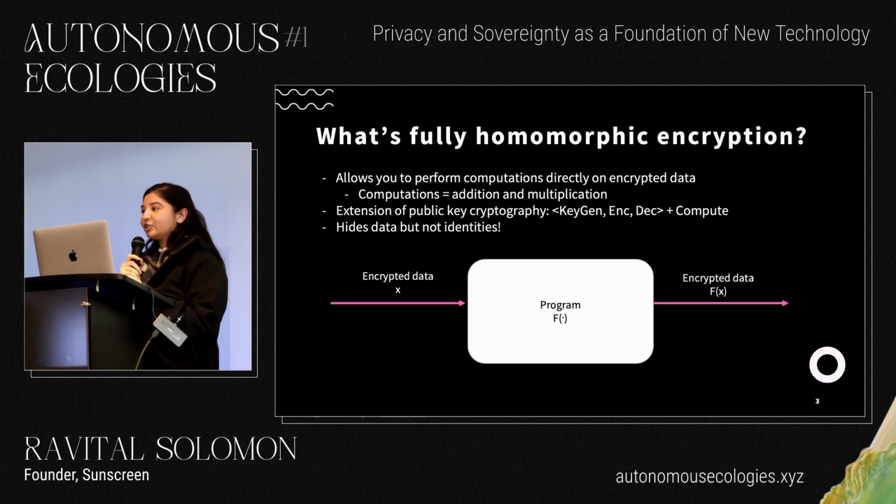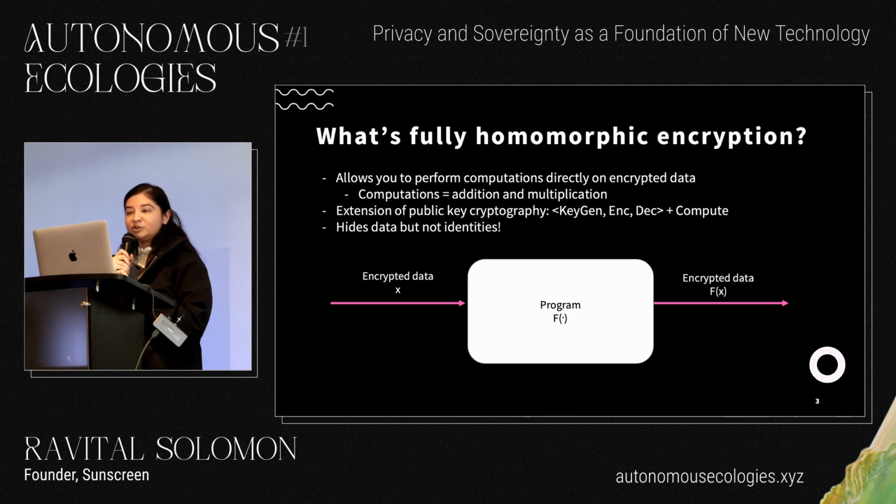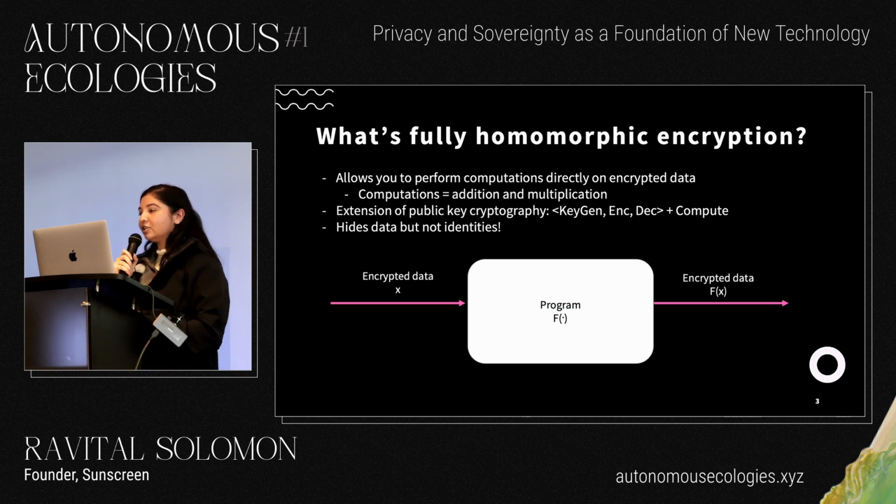So to start us off, let me explain what fully homomorphic encryption even is. Fully homomorphic encryption allows you to perform computation directly on encrypted data. By computation, we specifically mean addition and multiplication. And in terms of FHE, you can think of it as an extension to public key cryptography. With public key cryptography, you can only share data in some secure way. You can't actually do anything with your encrypted data. With FHE, you're able to perform computation directly on your encrypted data.